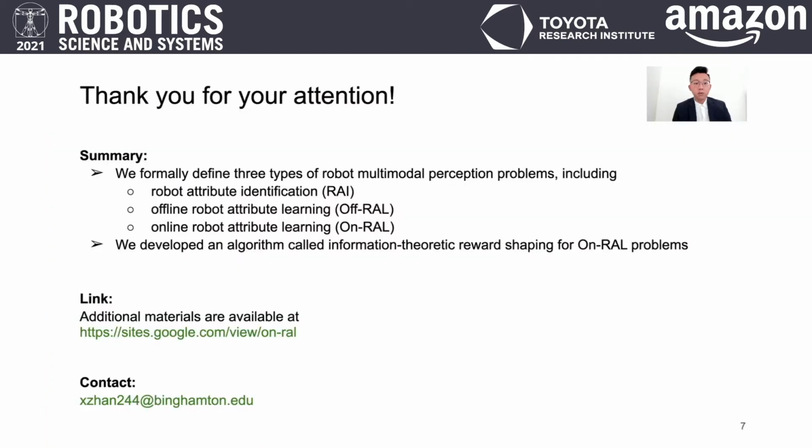To conclude, we formally defined 3 robot multimodal perception problems, including robot attribute identification, offline and online robot attribute learning. And we also developed an algorithm called information-theoretic reward shaping.